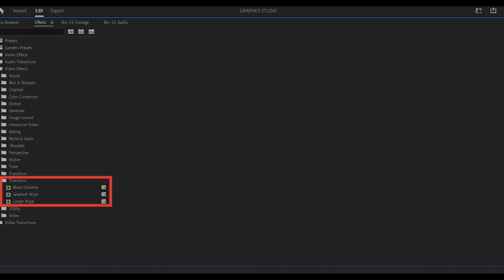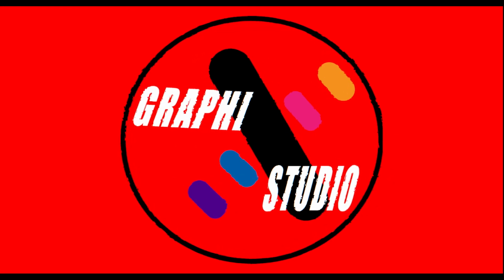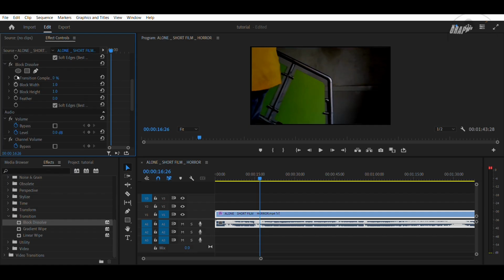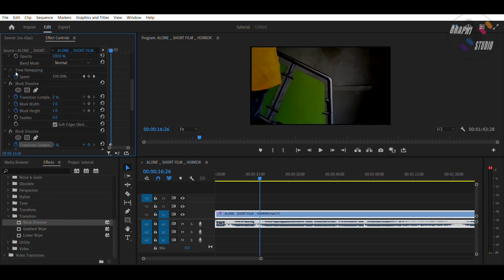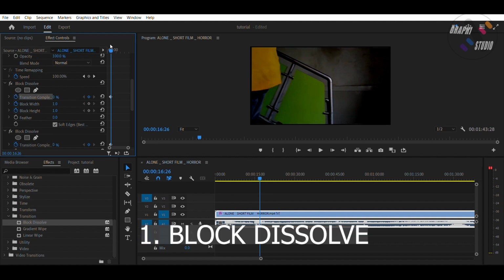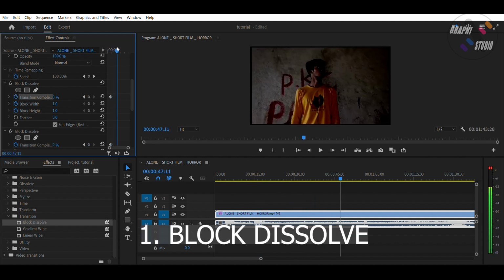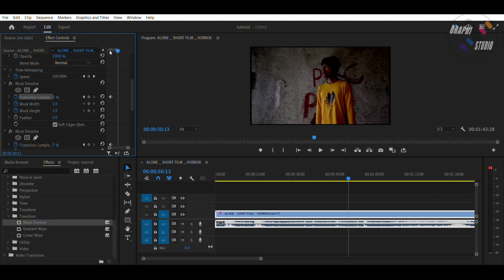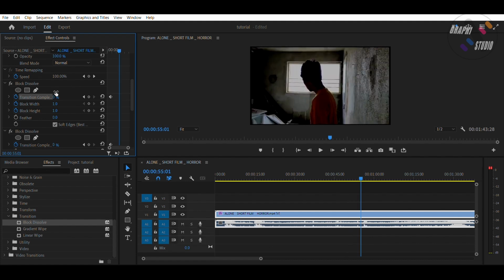Today we will learn how to use transition effects in Premiere Pro. There are 3 effects given here. First among them is block dissolve. After transition completion, we can set the start and end point of the transition. We can also increase or decrease the width, height, and feather of the block. This effect creates blocks and gradually blacks out.